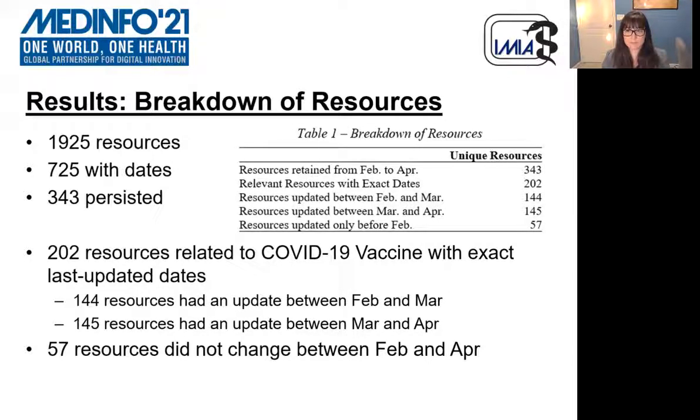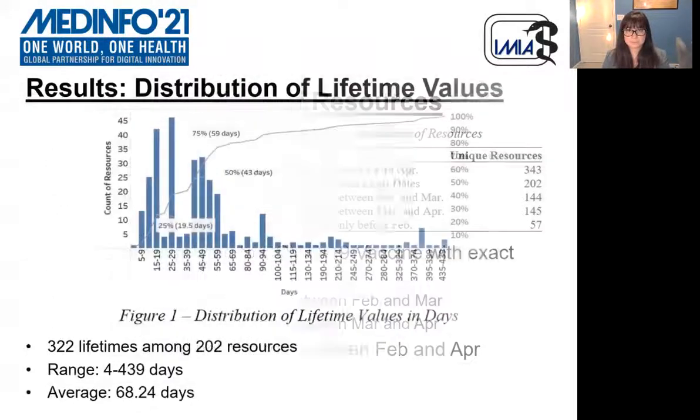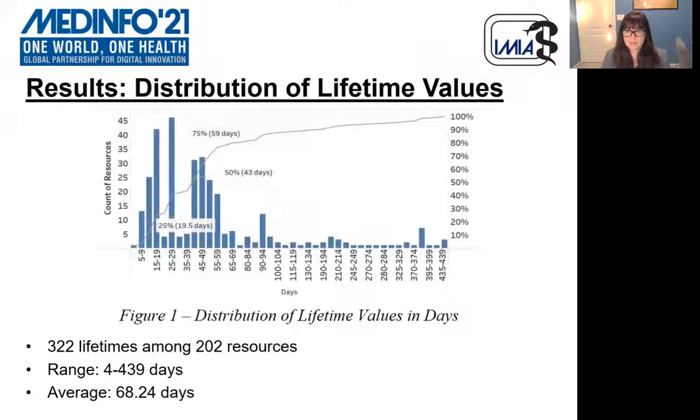Among them, 144 had an update between February and March, 145 had an update between March and April, and 57 resources did not change at all between February and April. We computed a total of 322 lifetimes for the 202 resources. 120 of those resources updated twice. The range of the lifetimes for COVID-19 vaccine resources was 4 to 439 days and had an average of 68.24 days. Among the resources, 25% were updated within 19.5 days, 50% within 43 days, and 75% within 59 days.